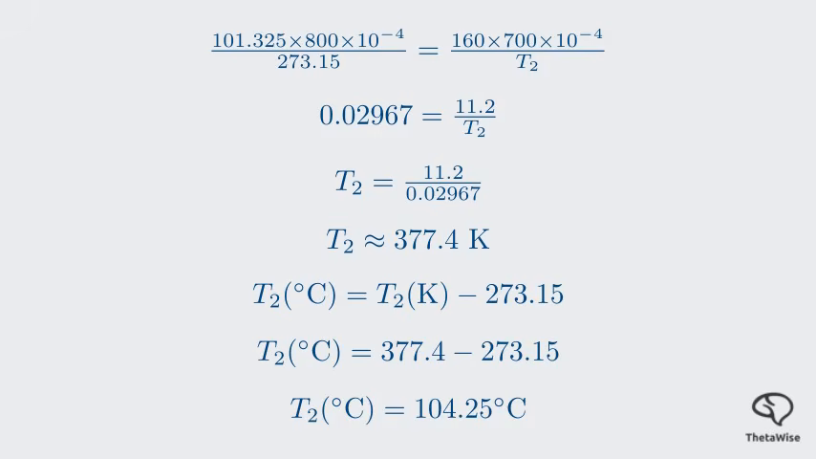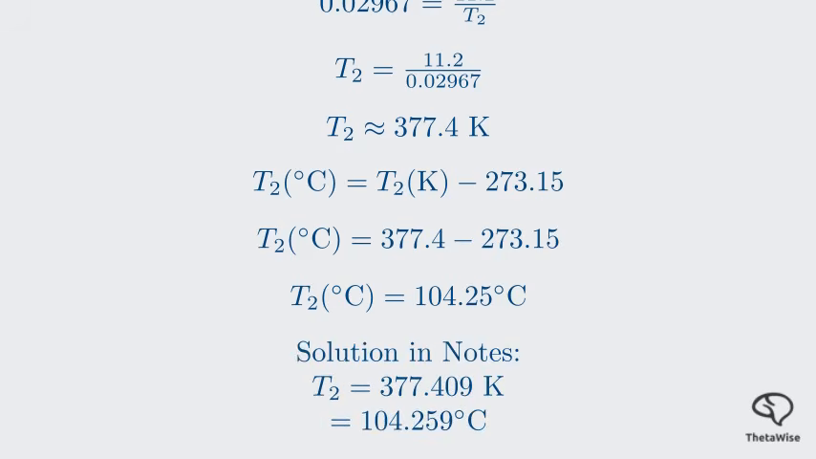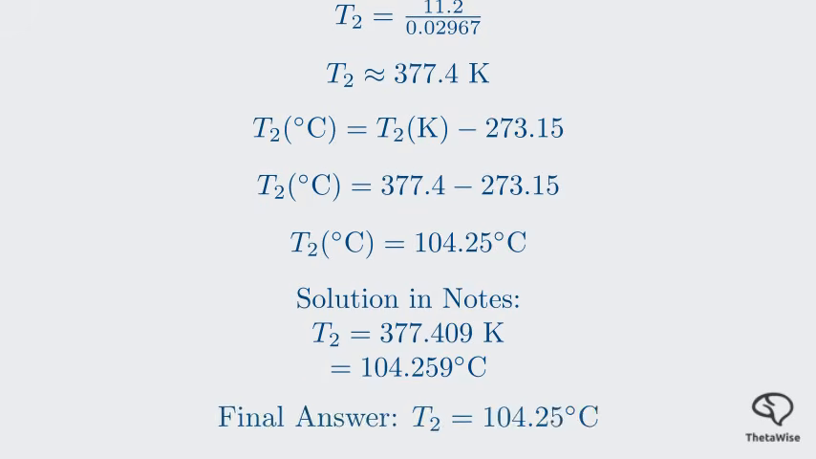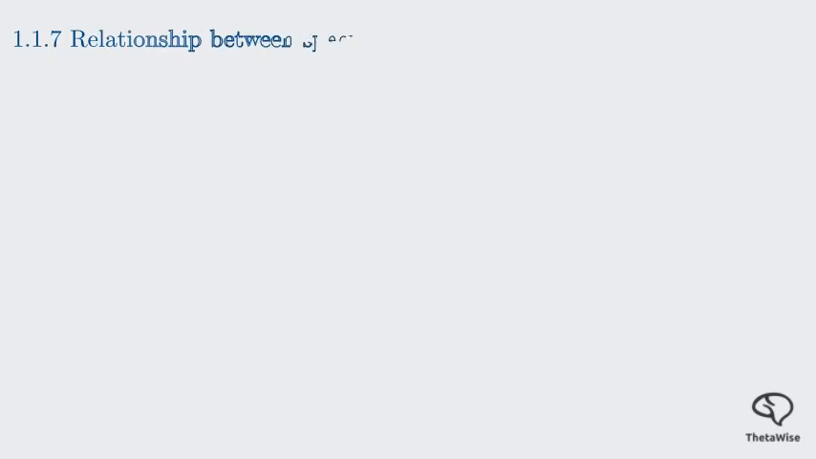Let's check the solution in the notes. The notes solution correctly sets up the equation and gives the answer as 377.409 Kelvin and 104.259 degrees Celsius, which matches our result. Our calculation is correct. You see, the combined gas law is a very powerful tool. Final answer: the new temperature of the gas is 104.25 degrees Celsius. Notice how the temperature increased, which makes sense, as the pressure increased and the volume decreased, both contributing to a hotter gas. We've seen that C sub P is greater than C sub V.